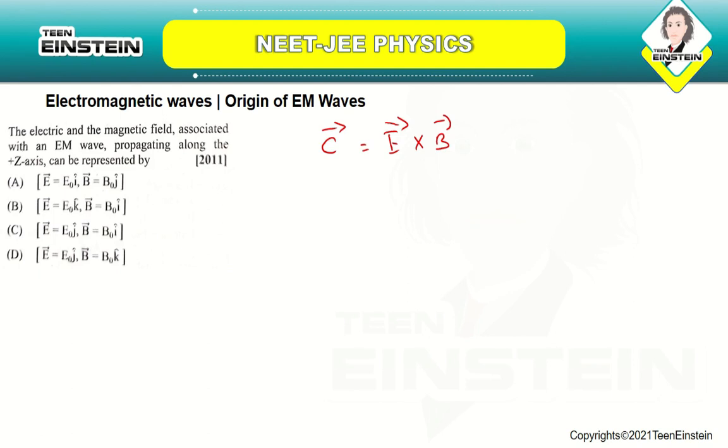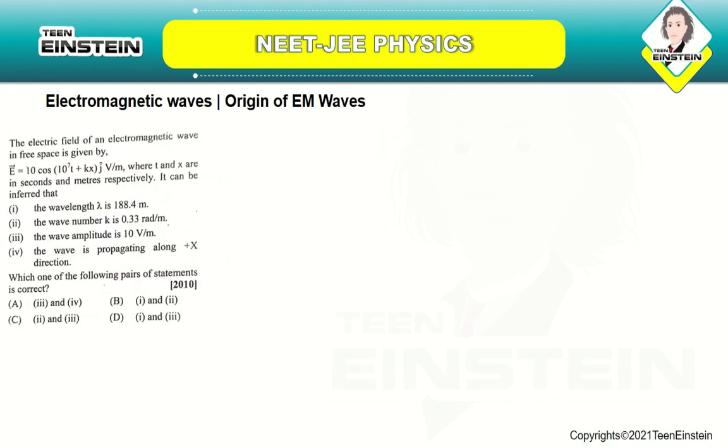So if you see here, the correct answer is option number A. Why we are choosing option number A is here the c is along the z axis, so E and B will be along the x axis and y axis. So E will be along i and B will be along the y axis, that is j. So E will be equal to E naught i, which is in the x axis, and B will be along the y axis, which is equivalent to B naught j. If you compare this, you can see the answer is option number A, where E is equal to E naught i and B is equal to B naught j.